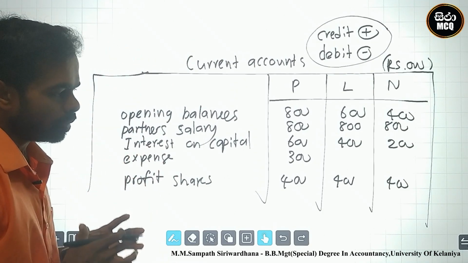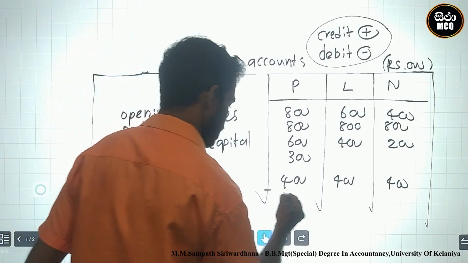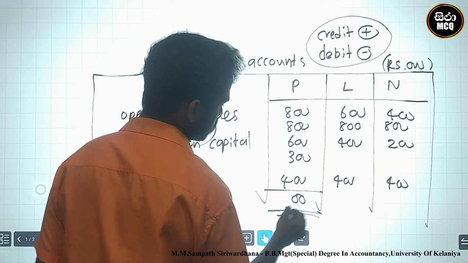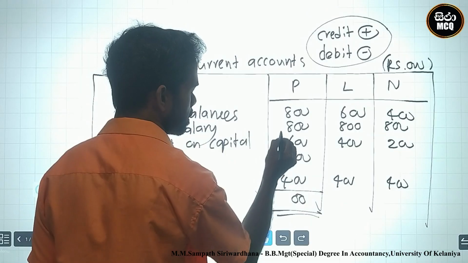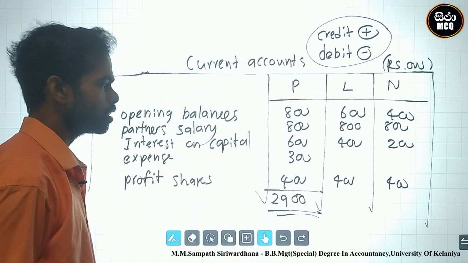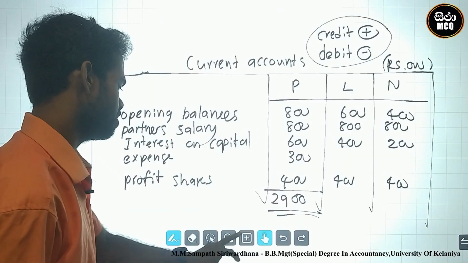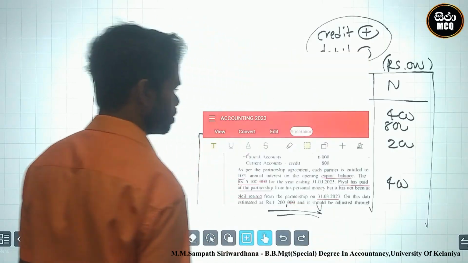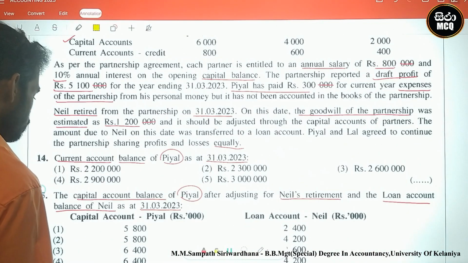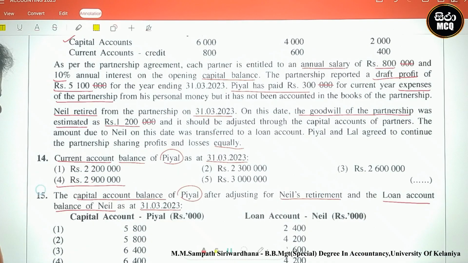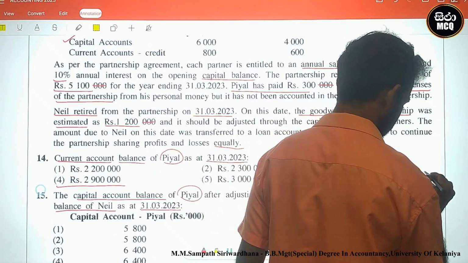Their requirement is PL's current account balance. We can get easily PL's current account balance. Current account balance was 2900 for PL. This is the answer. Current account balance of PL on 31st March 2023 is 2900. Answer is for 14.